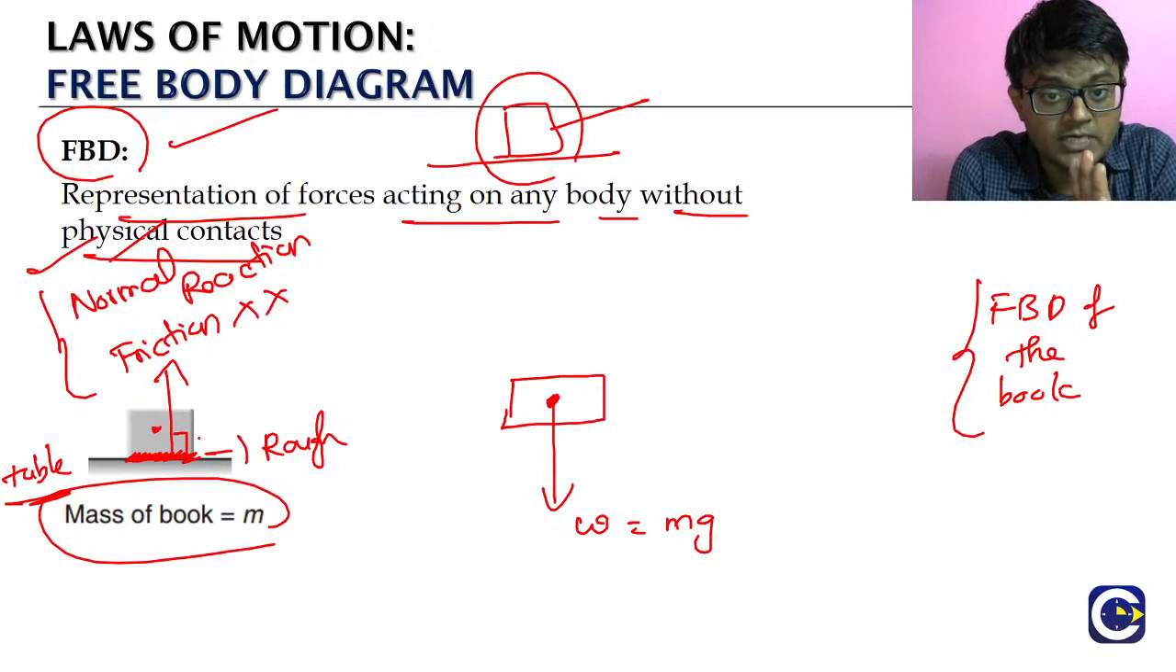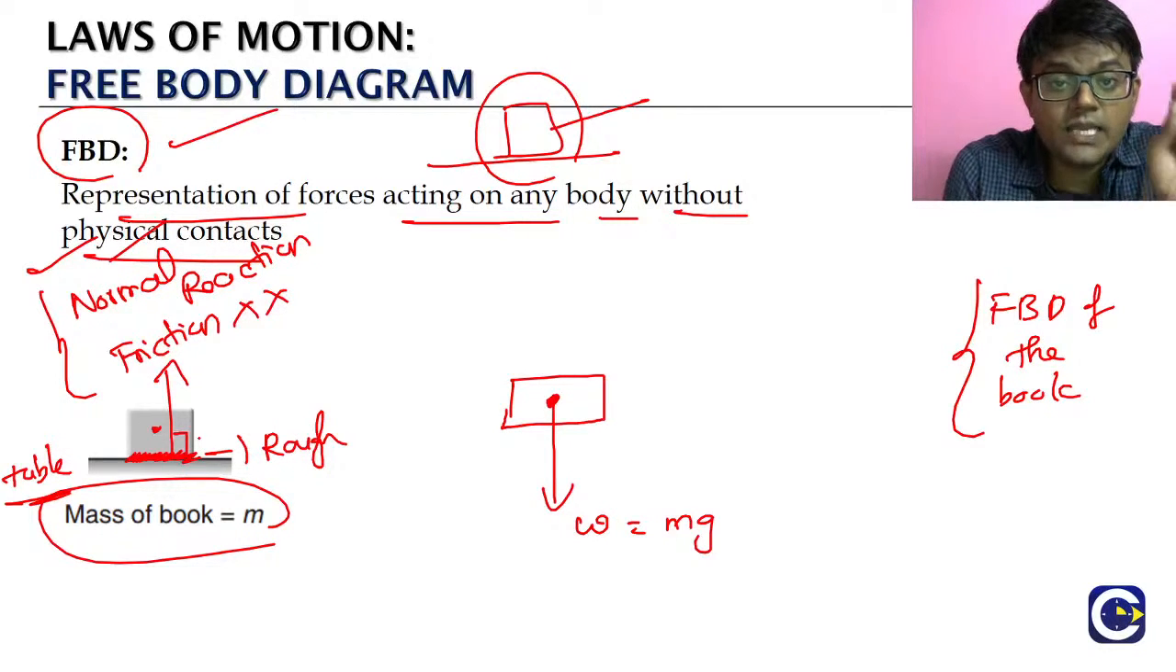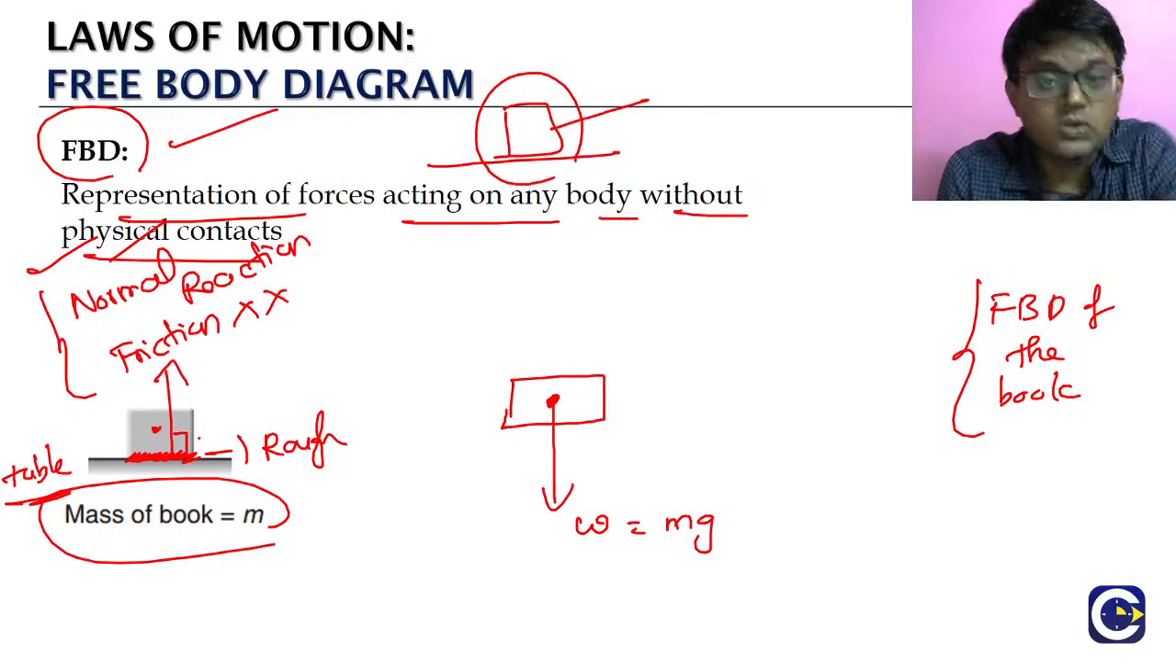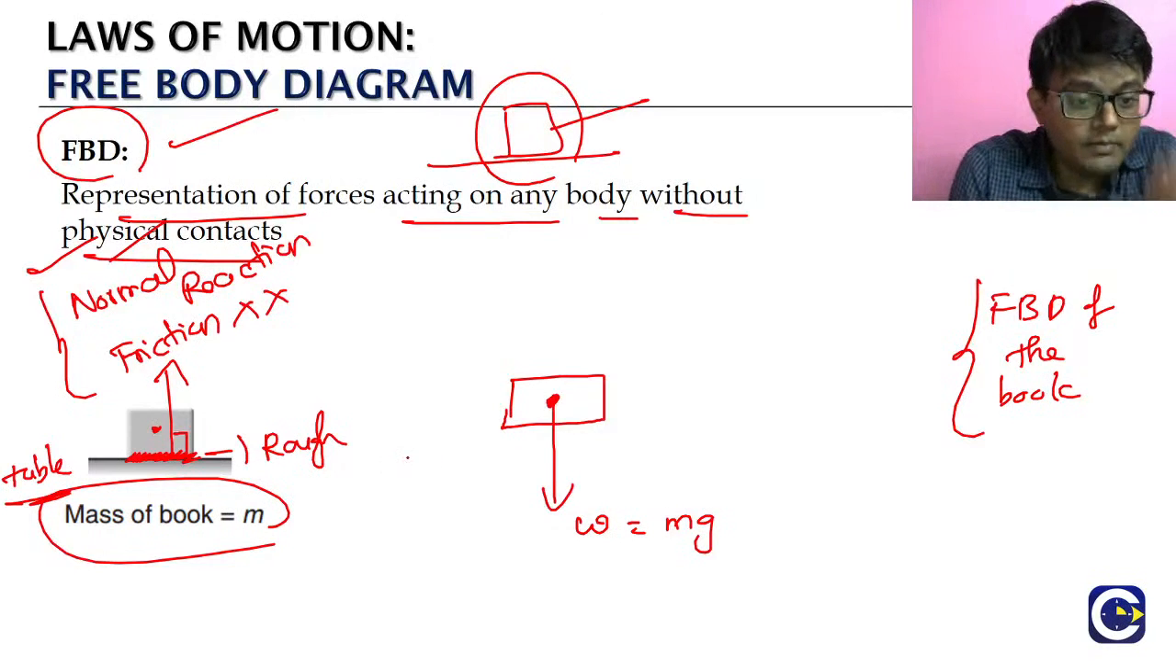Normal will be what? Vertical, because how is the contact surface? Horizontal. So which direction will the normal reaction act? It will be vertical. Okay, it will be perpendicular or normal to the contact surface. And we are looking at the normal reaction acting on the book, so it will be into the book.